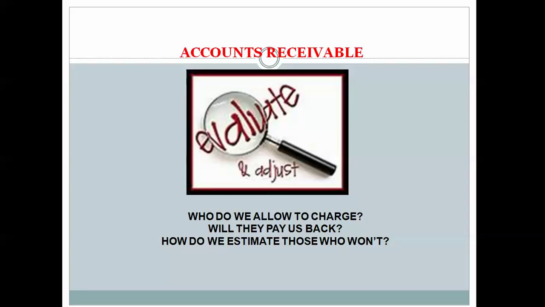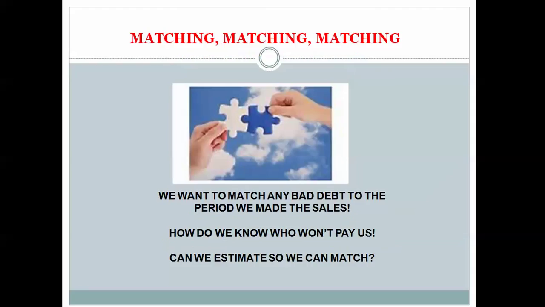Well, we can look at historical data, we can look at the economy, we can get some industry reports to determine the percentage of folks that will never pay us back, but we're not necessarily going to know who they are until that event occurs. And so we're going to have to set up some generic accounts to set aside estimations of those accounts which will never be collectible. We want to do this so that we can match any future bad debts to the period in which the sales were created.